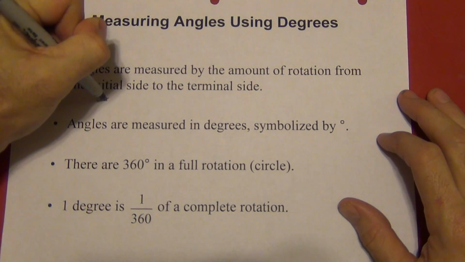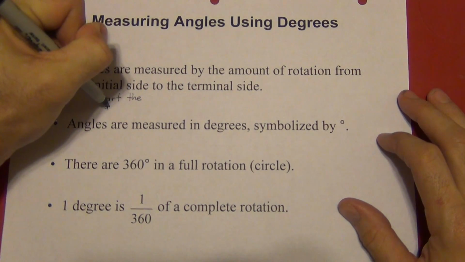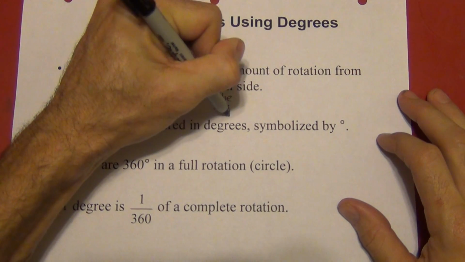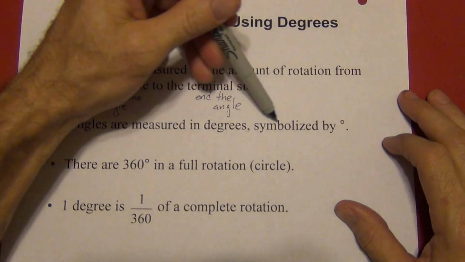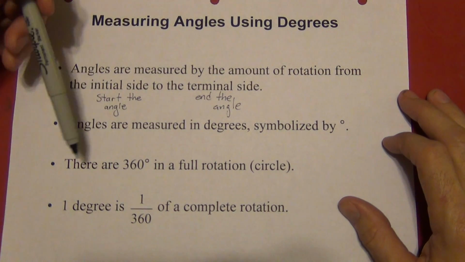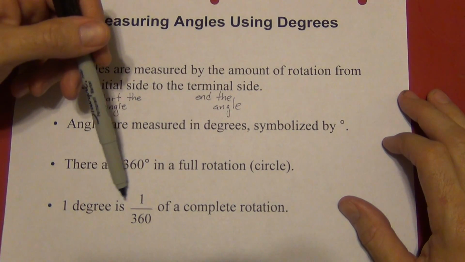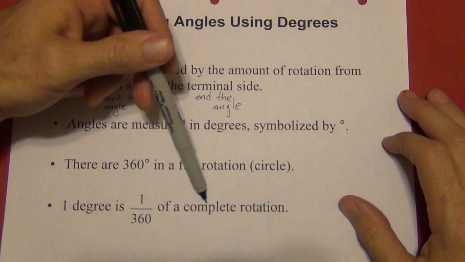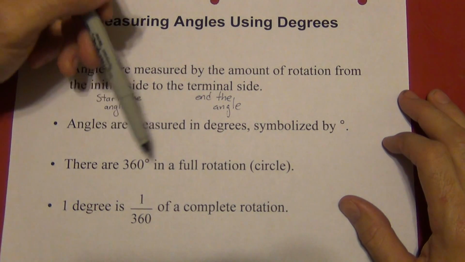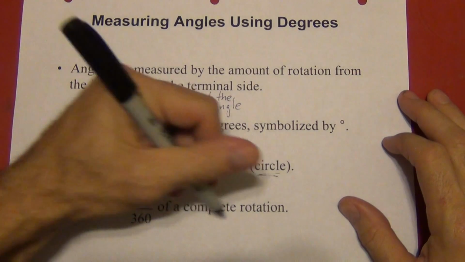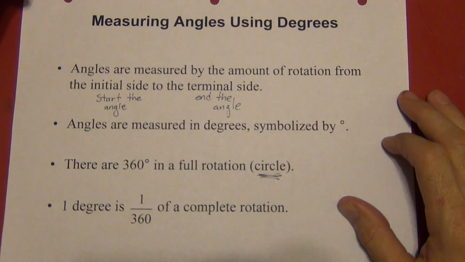So, again, this is where you're going to start the angle on that initial side, and the terminal side is where you're going to end the angle. Angles are measured in degrees and symbolized by that little superscript open dot. There are 360 degrees in a full rotation of a circle, and so 1 degree is 1/360th of a complete rotation as you go around. So of course there's 360 degrees in a circle, and 1 degree is 1/360th of that complete circle. Okay, and this makes us pretty happy because it's straightforward. All right, should be fairly familiar.